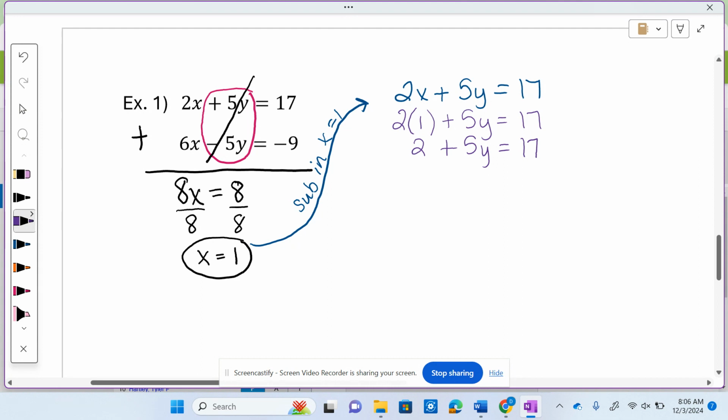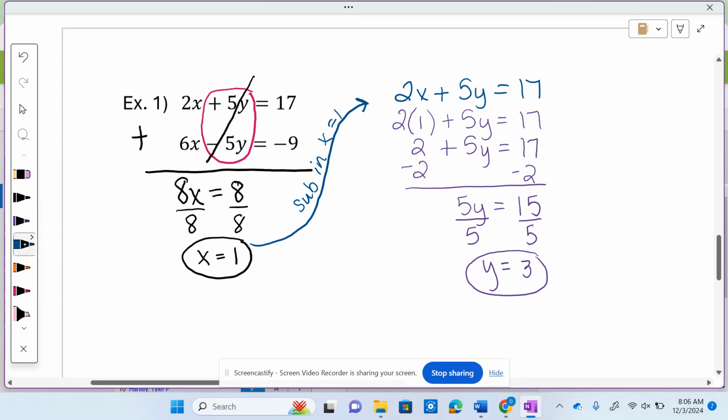Perfect. Subtract 2 from both sides. So 5y. Perfect. So my solution is what? You're doing great. Perfect.